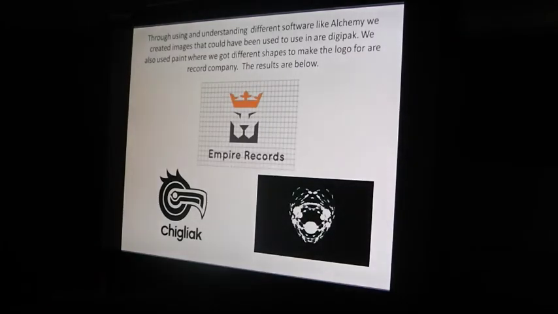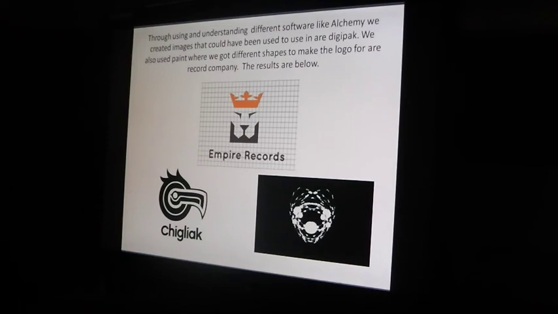So through understanding different software like Alchemy and Paint, we've created images to put on digipacks. We've gone for different logos for the record company. If you look at the top one, that's the record company. The first draft of the record company we made on Paint, it was Empire Records. It's quite simple, and stands out with the crosses and the checks in the back.